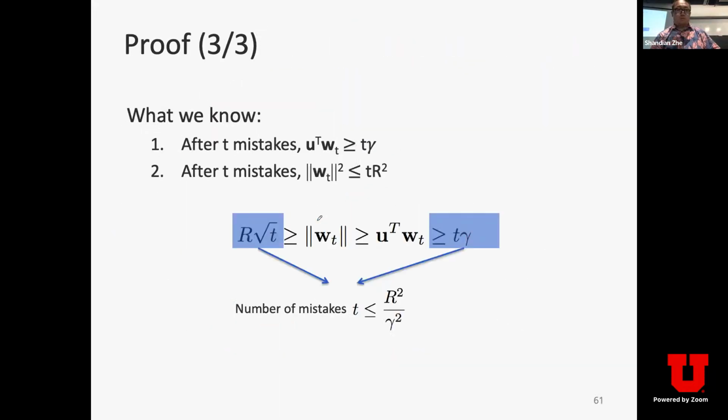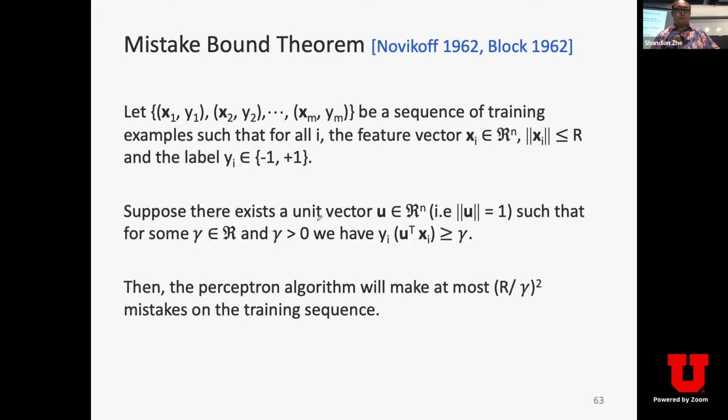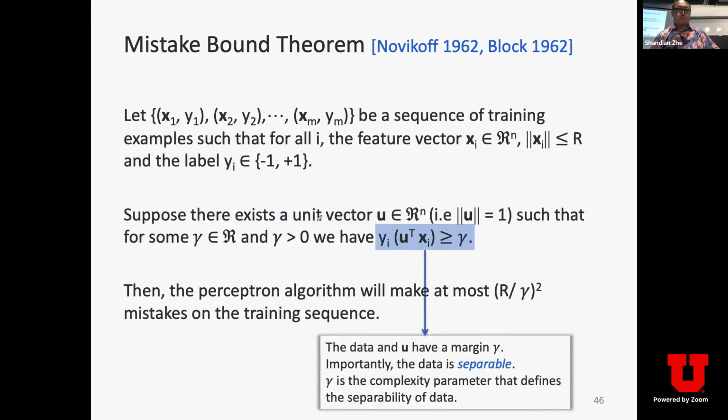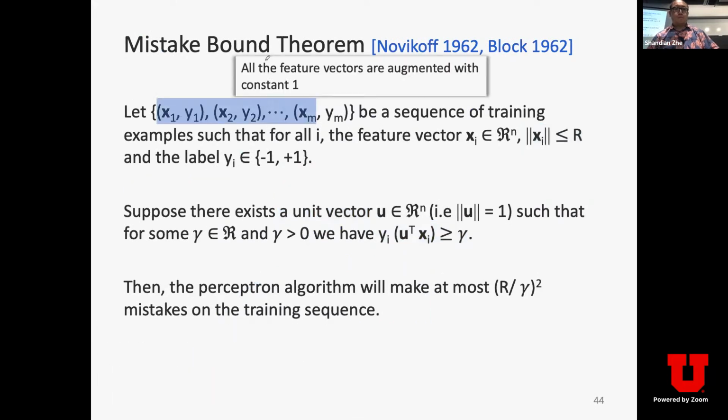So when we talk about this, all the feature vectors are augmented with constant one, and then we can see this is the distance. Otherwise, you have to explicitly write out the bias term b. Just be careful when we apply that.